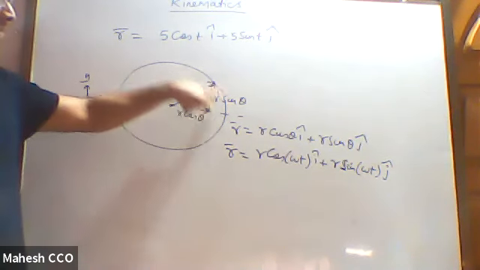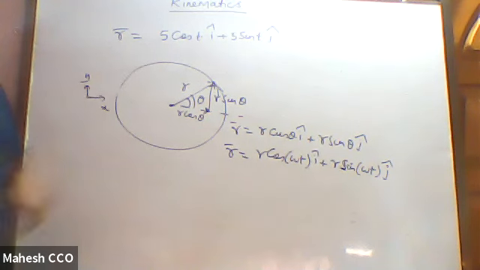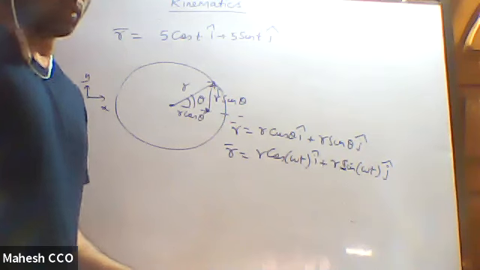So how much path would it travel? Half the perimeter of the circle, which is nothing but 5 pi. Otherwise also, by finding the speed and multiplying with time, we got the distance traveled to be 5 pi. So that is consistent. This is how we solve such problems.